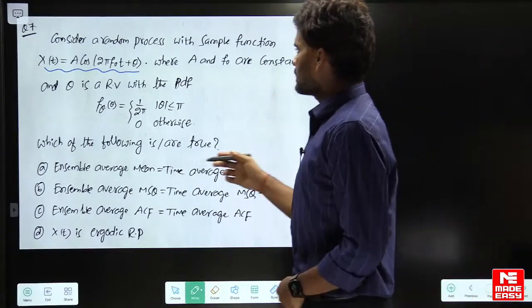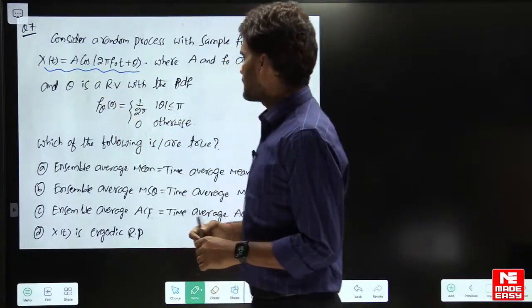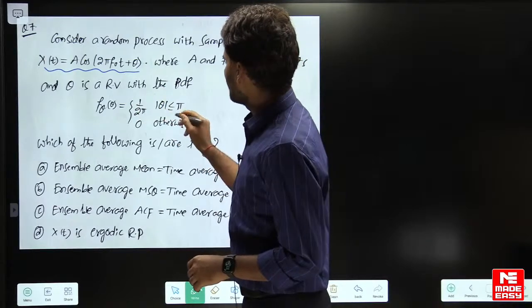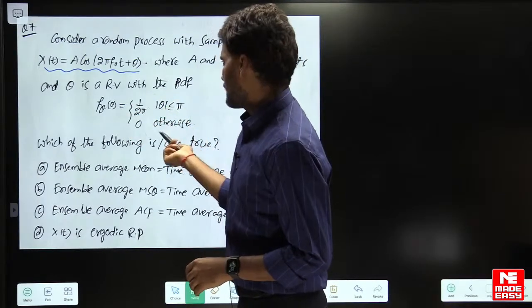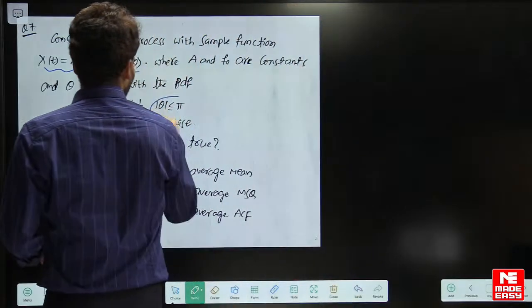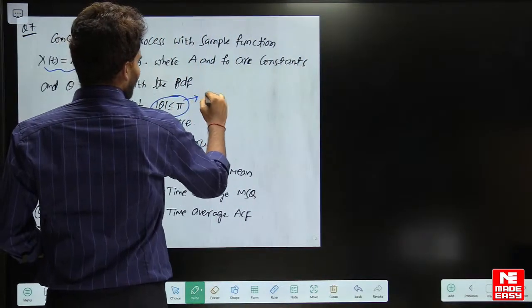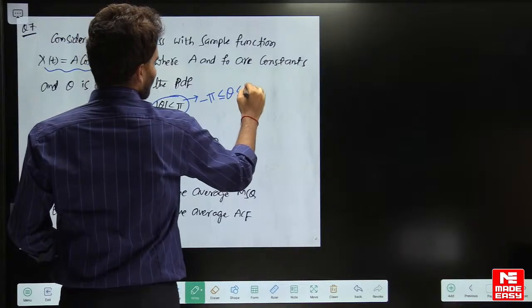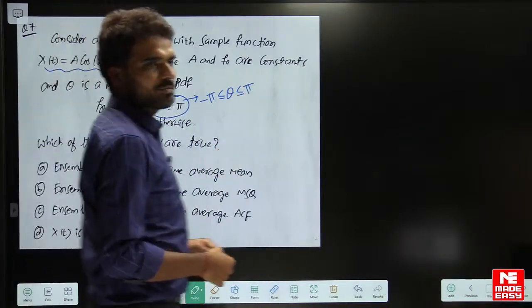Where A and f naught are constants, and theta is a random variable with the PDF f theta of theta equal to 1 by 2 pi, where mod theta is less than or equal to pi. Here theta takes values from minus pi to pi.